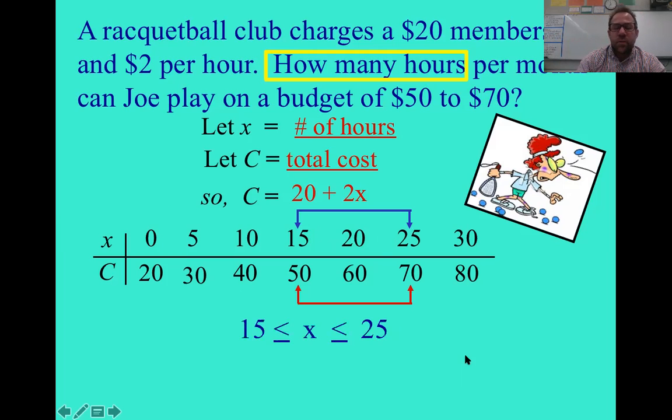So it would look like this. It would be X is in between 15 and 25. So anything in between, right? It's an in between. Okay. So Joe can play anywhere between 15 and 25 hours.